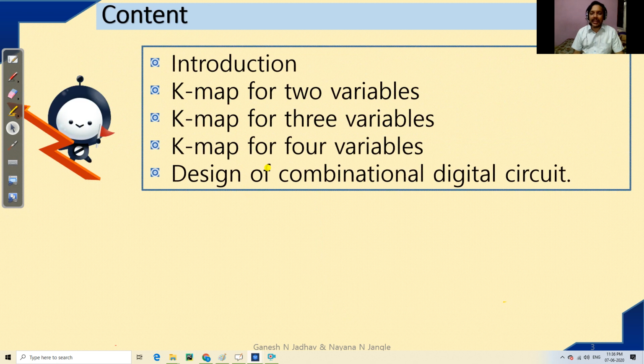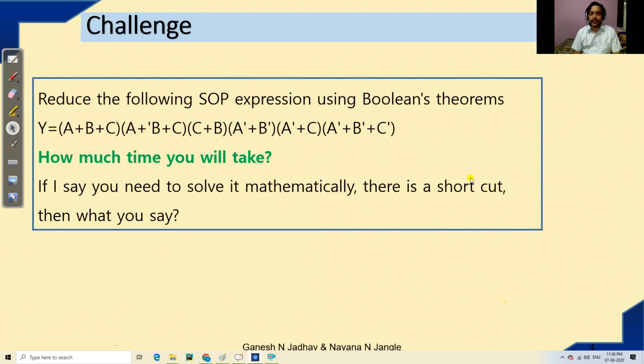Let's see what the content is for this. K-map for 2 variables, K-map for 3 variables, K-map for 4 variables. We will see that in the next video. And design of combinational digital circuits.